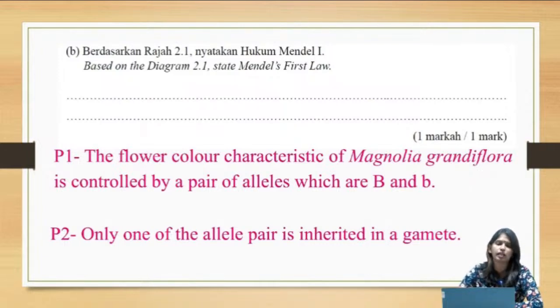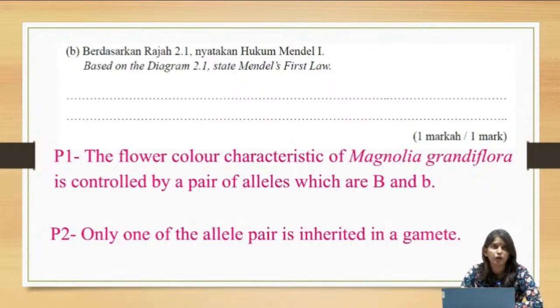For 1 mark, you can give your answer as: the flower characteristic of Magnolia grandiflora is controlled by a pair of alleles which are capital B and small b. If not, you can also give the answer as P2, that is, only one of the allele pair is inherited in a gamete.